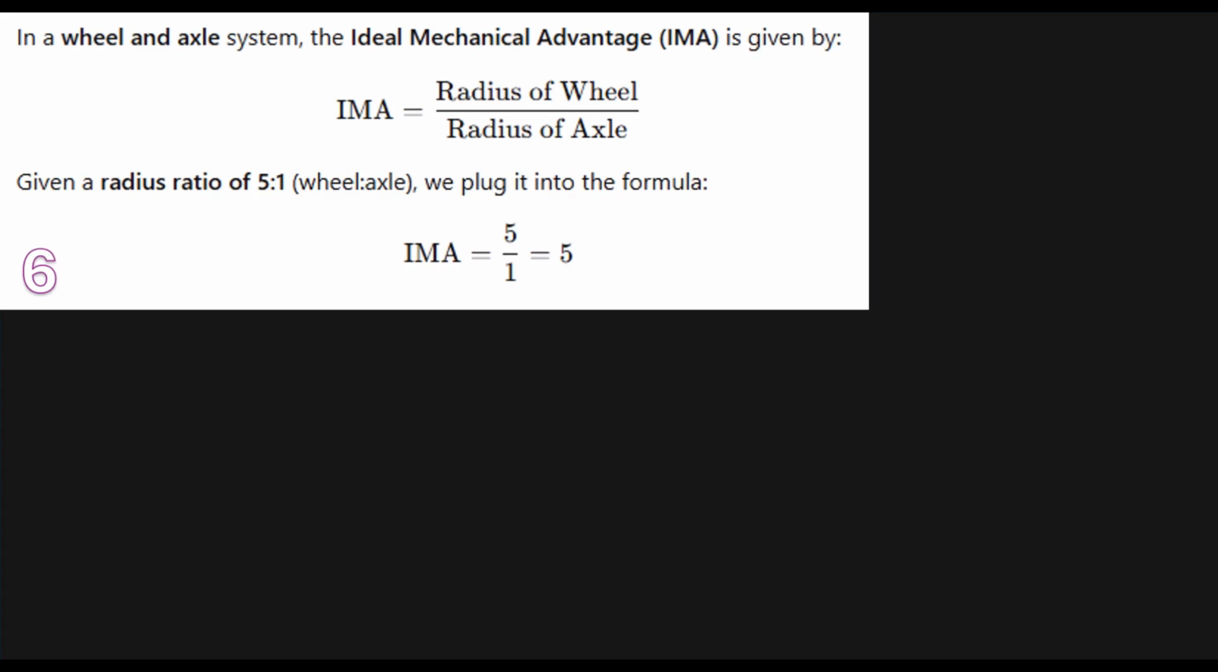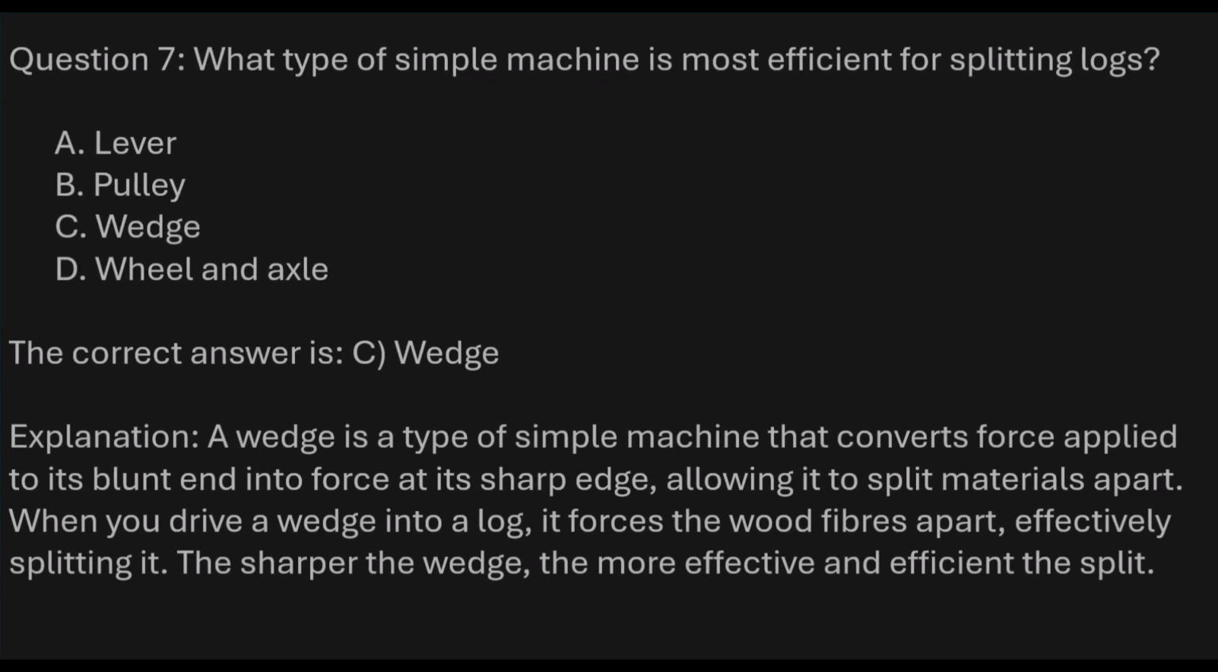Here's the given expression. You can see, if you don't understand: IMA, ideal mechanical advantage, equals radius of wheel over radius of axle. So here IMA is 5 over 1, so it equals 5. Now let's come to another problem.